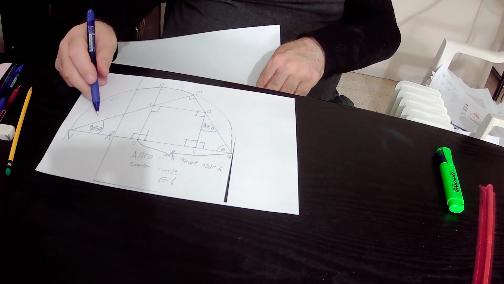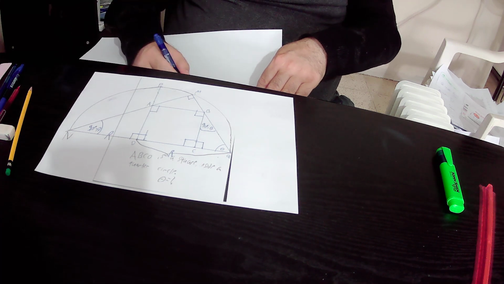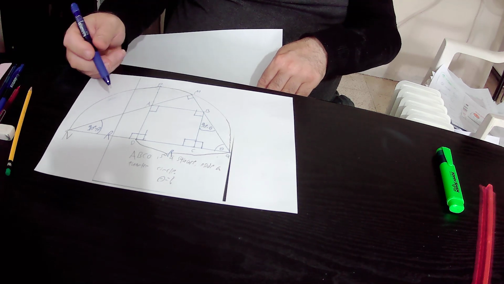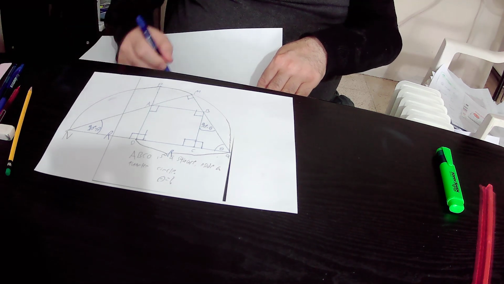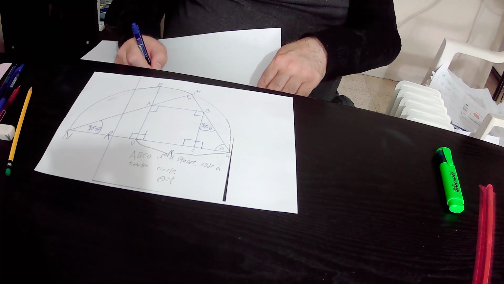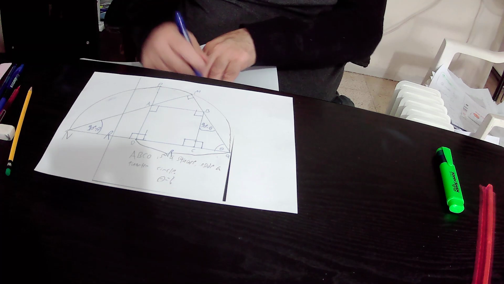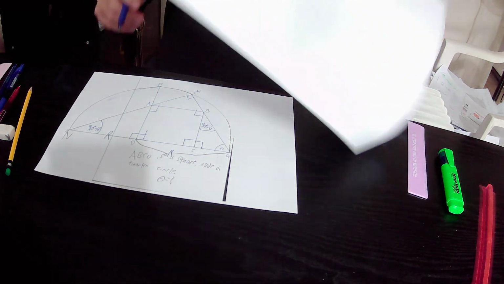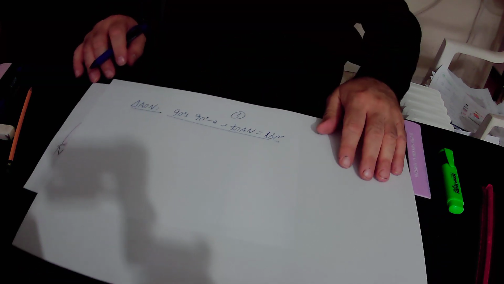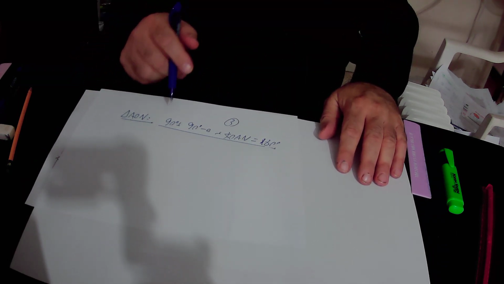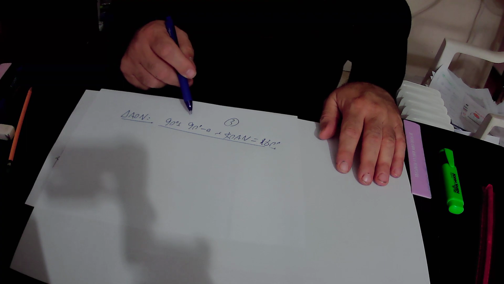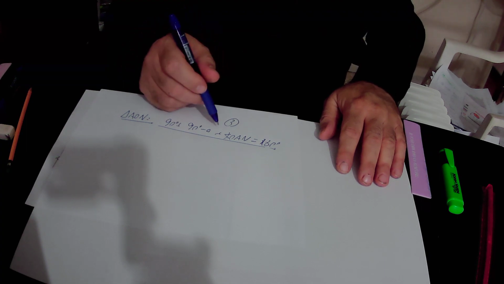We also have one angle that is equal to 90 degrees minus theta. And we have this angle, which is angle OAN. In total, the sum of those three angles must be equal to 180 degrees. So one angle is 90 degrees, the other angle is 90 degrees minus theta, and the third angle is angle OAN.